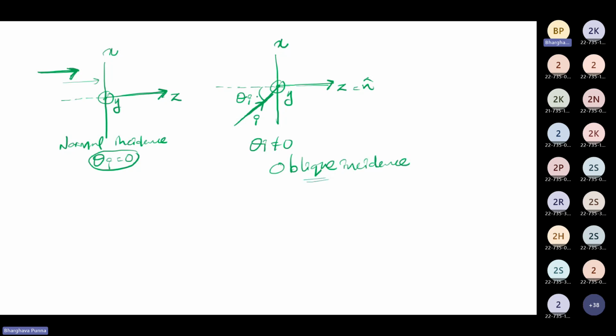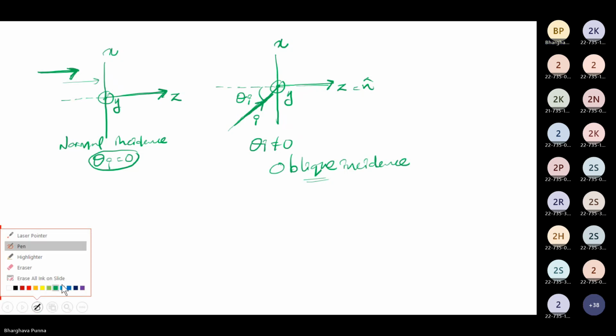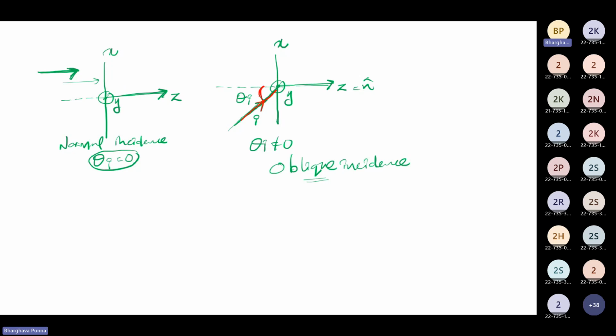Okay. Did you understand here? The normal to the boundary is Z, but the electromagnetic wave is incident like this. So this direction of propagation of the electromagnetic wave is making angle theta I with the normal to the boundary. So it is incident on the boundary. Again, same rule, something will be transmitted and something will be reflected.